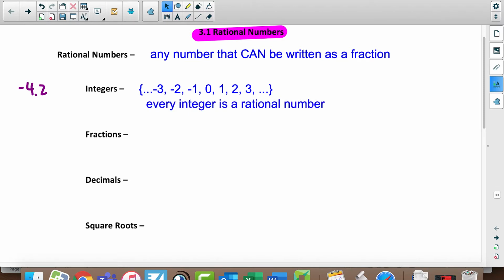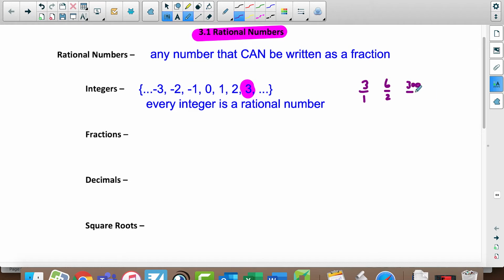How come? Let's just consider one of them, the number 3. How could you write 3 as a fraction? Well, there's a couple things you could do. How about 3 over 1? That equals 3. How about 6 over 2? 6 over 2 is the same as 3. How about 300 over 100? I could write the number 3 in many, many different ways as a fraction. So it is a rational number. All the integers are rational numbers.